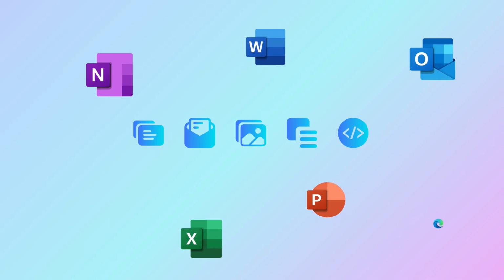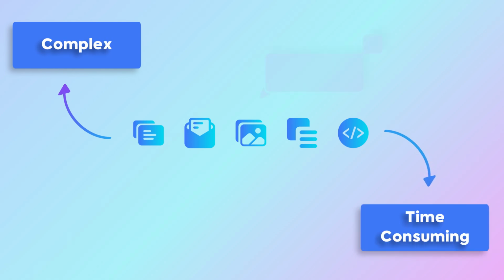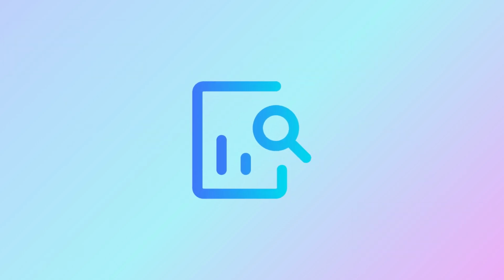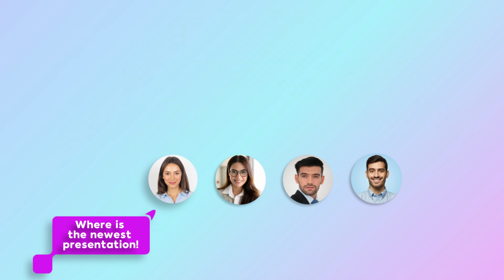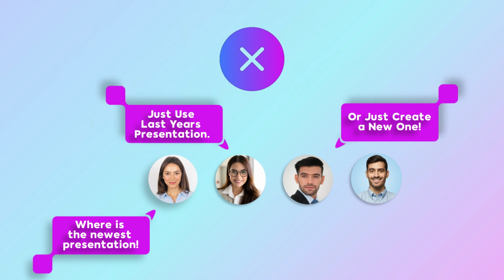Keeping your brand-compliant content up to date across multiple applications can be a complex and time-consuming process, especially when each app requires different procedures. Our research shows that when content updates are delayed, users lose confidence and may revert to outdated versions or create their own, risking inconsistencies.